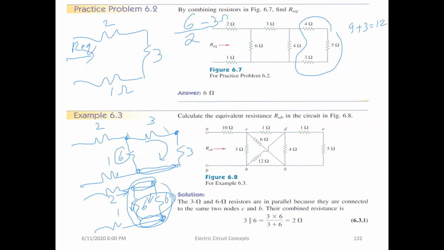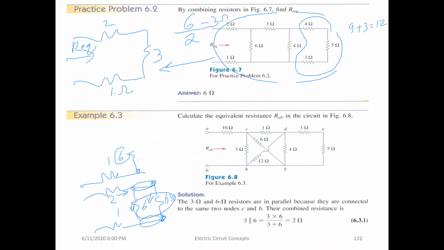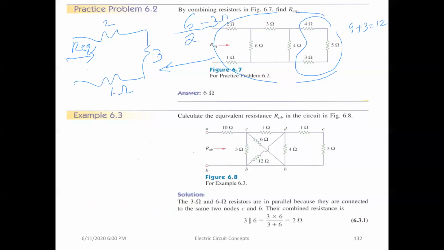So now if you look at this, all this complicated circuit, now we can make it even simpler. We can see that 2 and 3 and 1 are in series. So the total resistance will be equivalent to 2 plus 3 plus 1. So R equivalent is equal to 2 plus 3 plus 1, equal to 6 ohms, which is the same as the answer of the book.